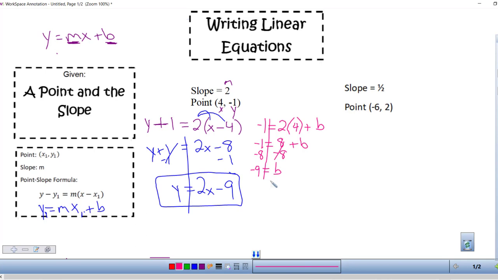Now that I have my b value, we can go back and I can write our y equals mx plus b, filling in the m and the b. And we know our m is 2.